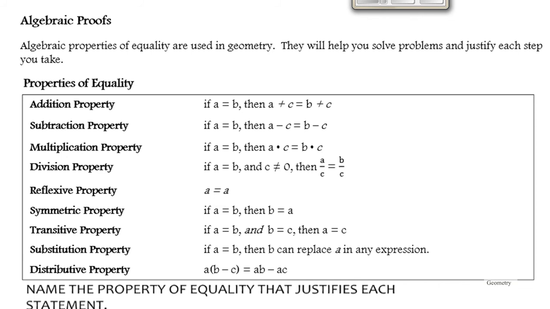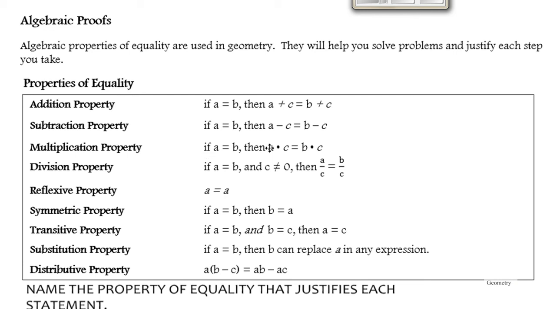All right. In order to be successful with algebraic proofs, you have to know your properties of equality. On your objective sheet, there were two links to the properties that you need to have memorized. You won't be able to do any of these if you don't have those properties memorized, and if you don't understand them either. Basically, all the properties of equality are justifying what you do.